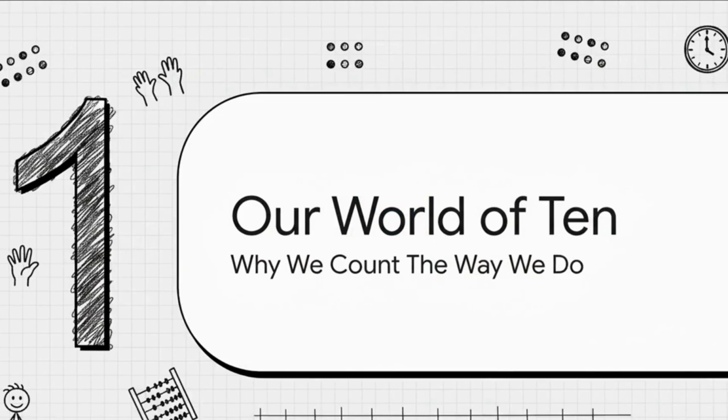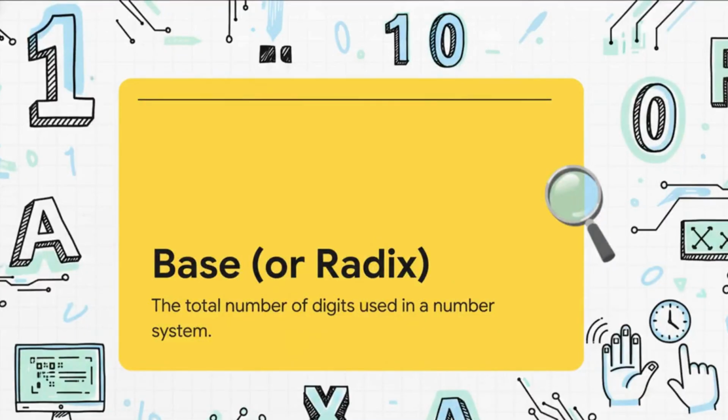Before we can really get a handle on the computer's world, we've got to get crystal clear on our own. The system we use every single day without even thinking about it is called the decimal system, and it is built completely around that magic number, 10. And the key concept here is something called a base, or if you want to be fancy, a radix. It's just a term for the total number of unique digits a system uses. For us, in our decimal system, the base is 10. Why? Because we use 10 digits, 0, 1, 2, all the way up to 9.